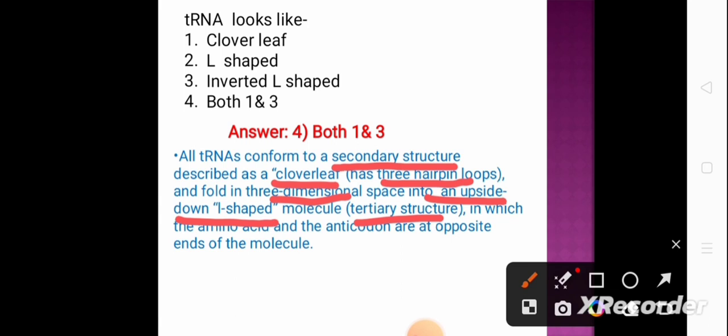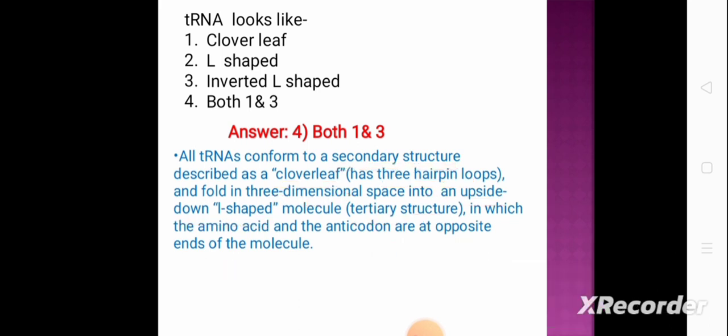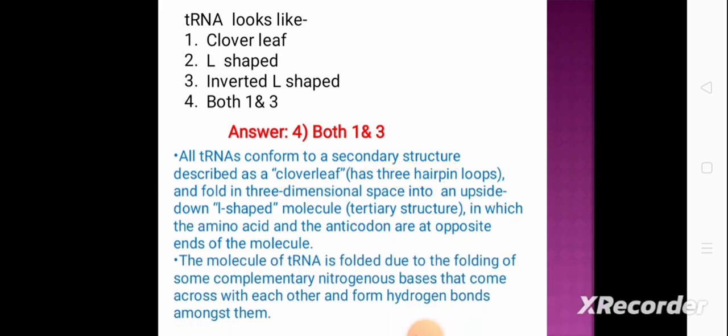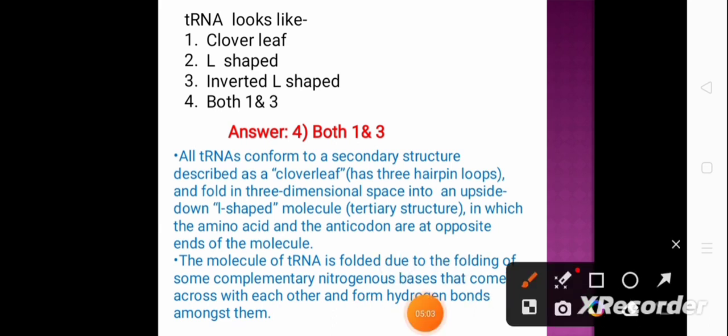In the tertiary structure, that is the upside down L-shaped structure, the amino acid and the anticodon are at opposite ends of the molecule. The molecule of tRNA is folded due to some complementary nitrogenous bases that come across each other and form hydrogen bonds amongst them.